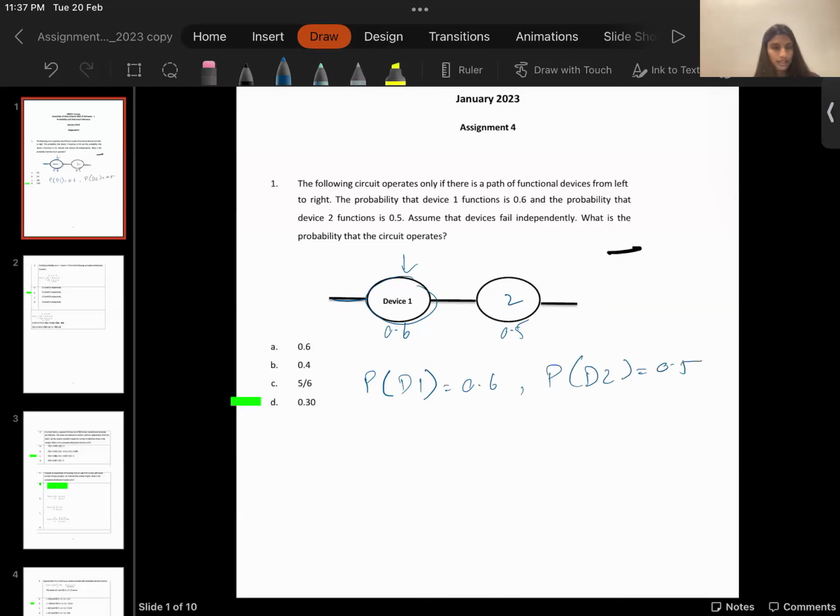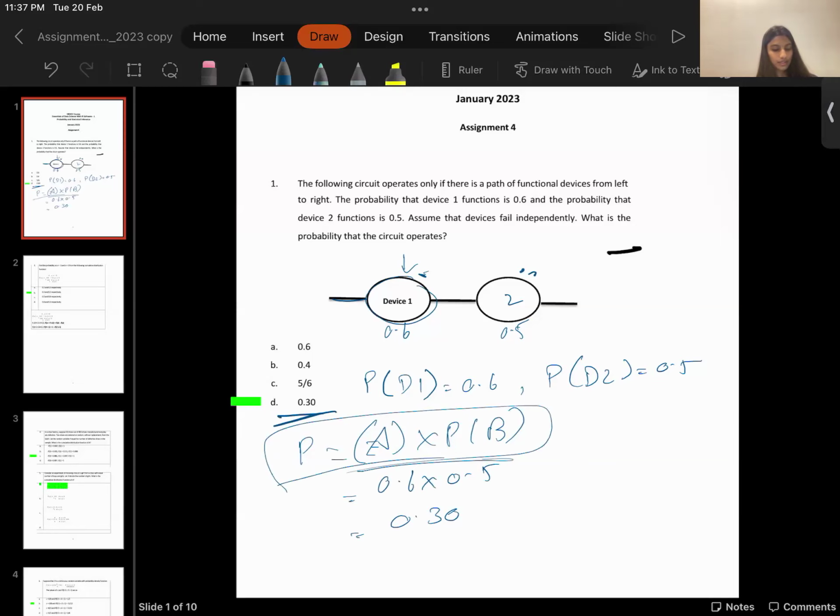So because they are independent events, the probability that both device 1 and device 2 function is given by the product of their individual probabilities. So we need to calculate the probability that the circuit operates. So the circuit operates is like both of these operate. So the probability of independent events would be just probability of A times probability of B. So in this case, probability of D1 times probability of D2, 0.6 times 0.5 is equal to 0.30. That answers your question. So this is because these are independent events.